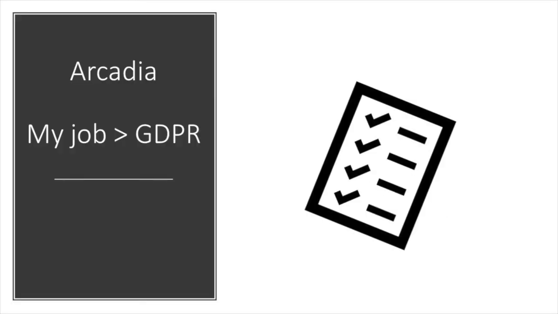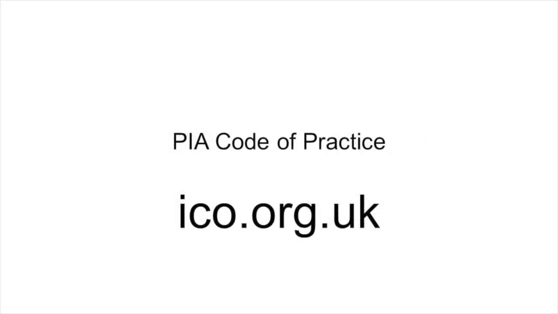So, how do you know if you need a PIA? There are a set of scoping questions to help you decide. If the answer to any of those scoping questions is yes, then you are legally required to carry out a PIA. A PIA template is available on Arcadia, and for more guidance, you can head to the ICO website.